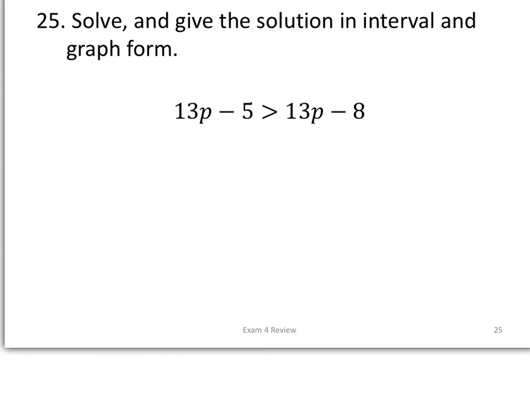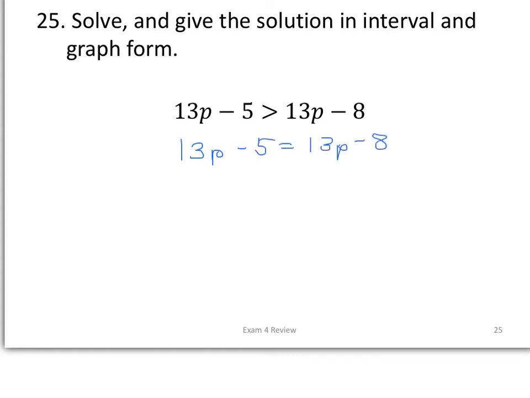Okay, in this one, no absolute value is required. If you'll notice, we have 13p on both sides. But there's something interesting here. First of all, I'm going to slow you down a little bit. What if this had been an equal?